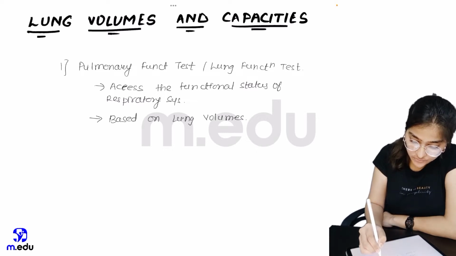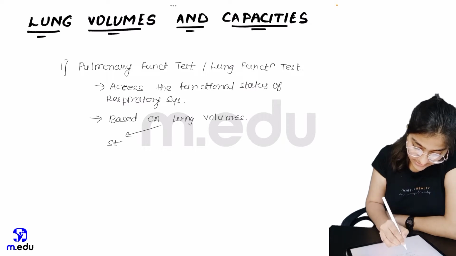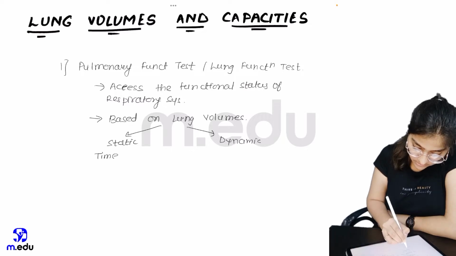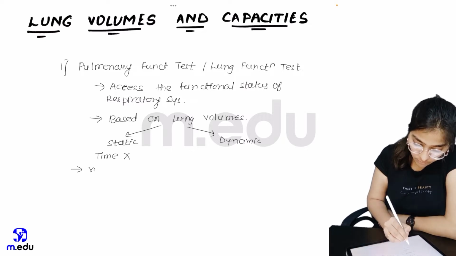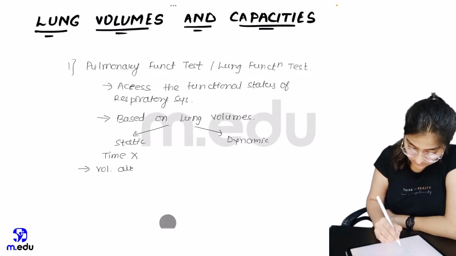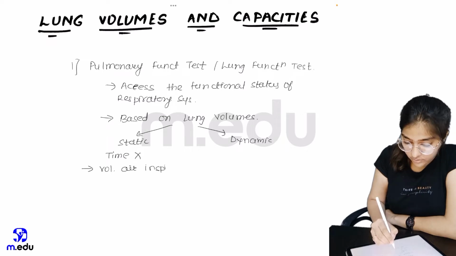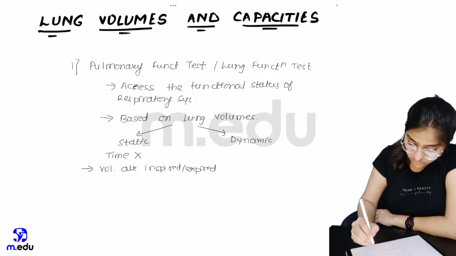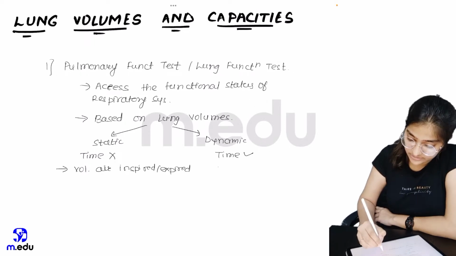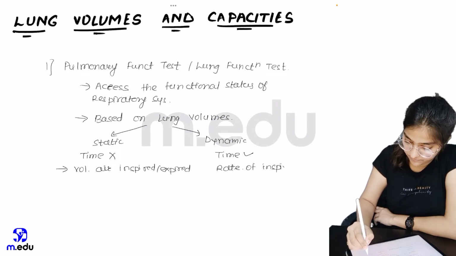There are two types of pulmonary function test, the static one and the dynamic one. The static one is time independent. It is basically the volume of air inspired or expired. The dynamic pulmonary function test is basically time dependent. That is, it is the rate of inspiration or expiration.